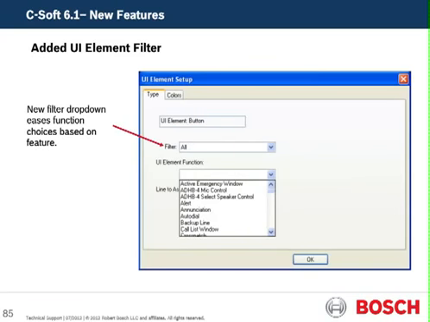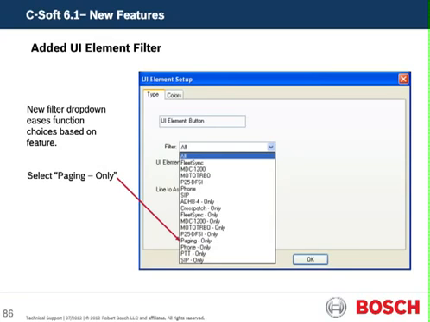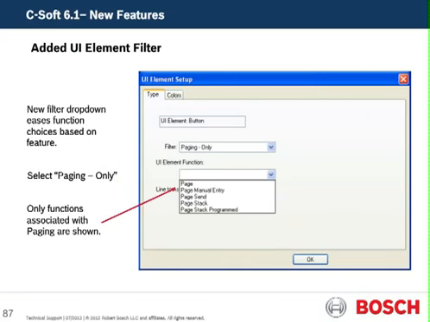New in 6.1, a filter for UI element buttons. Easily allow you to find a button type based on the desired function. From the Filter drop-down menu, select the desired feature. We have selected Paging Only for this demonstration. Now, the UI element function window is presented with paging only functions to select from.